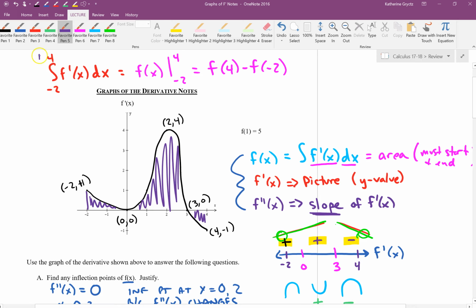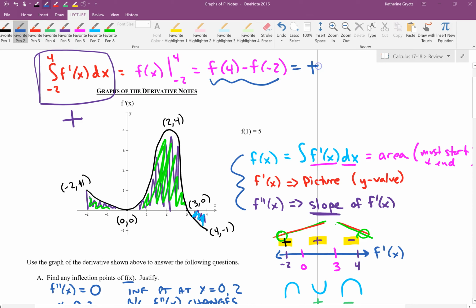But we do know something about this integral. Because this is that purple shaded area, we know that purple shaded area as a whole is going to come out as a positive. Because there is simply more above the x-axis, all of this is going to count as a positive. Okay, and only this little bit is going to count as a negative. So more is positive than negative, so overall we're going to come out as a positive. So if I told you that f of 4 minus f of negative 2 is going to equal a positive number, that's going to tell you that f of 4 is bigger than f of negative 2.